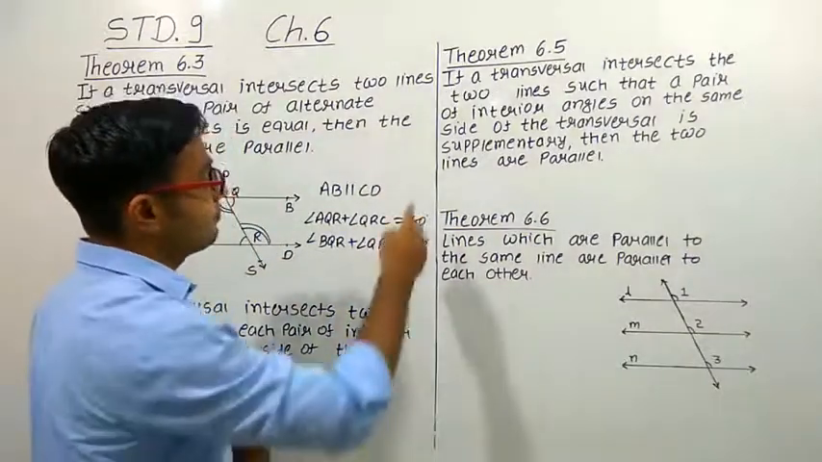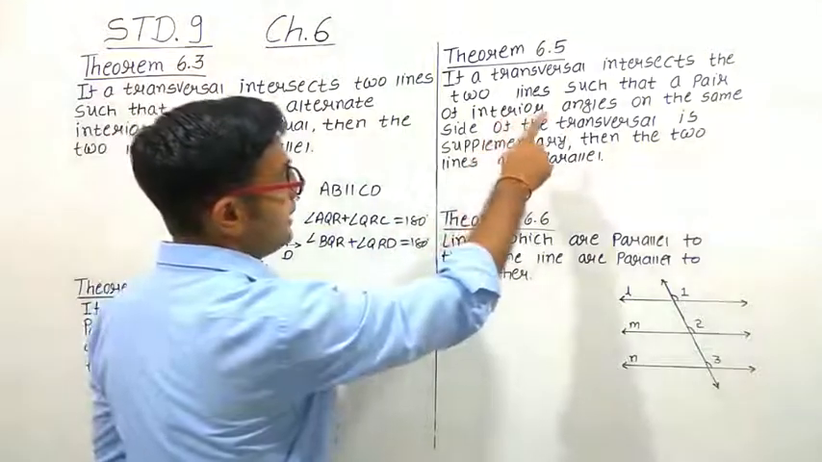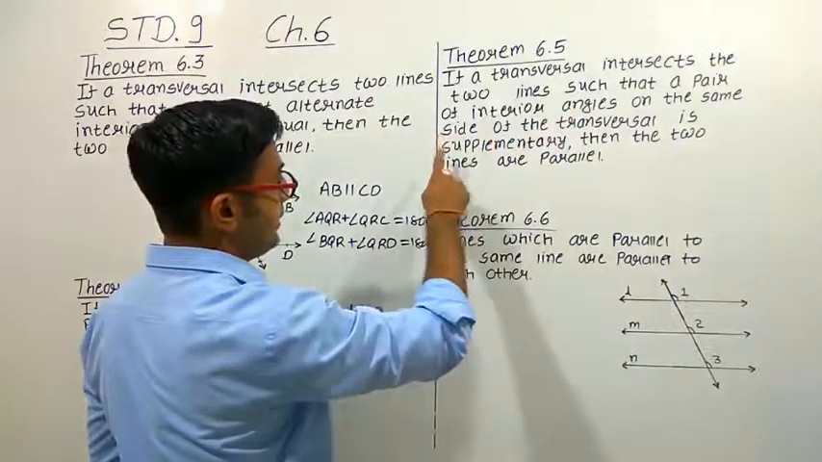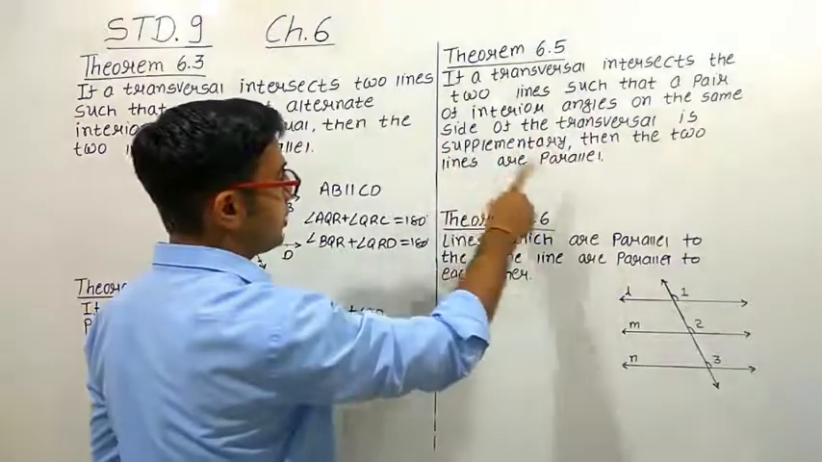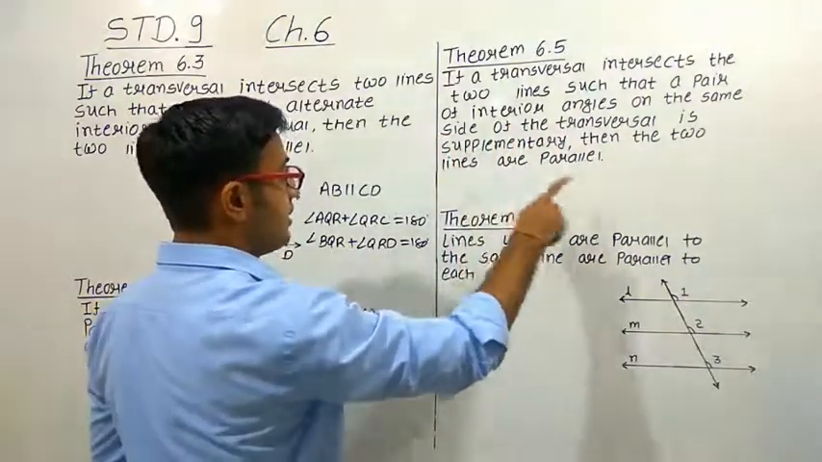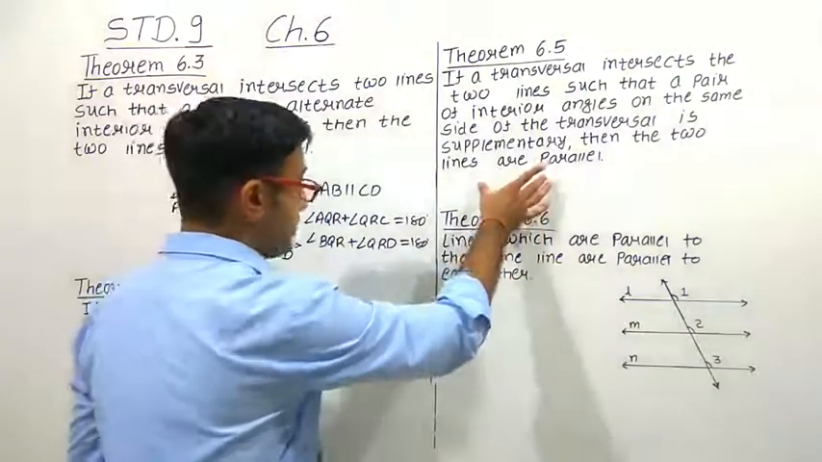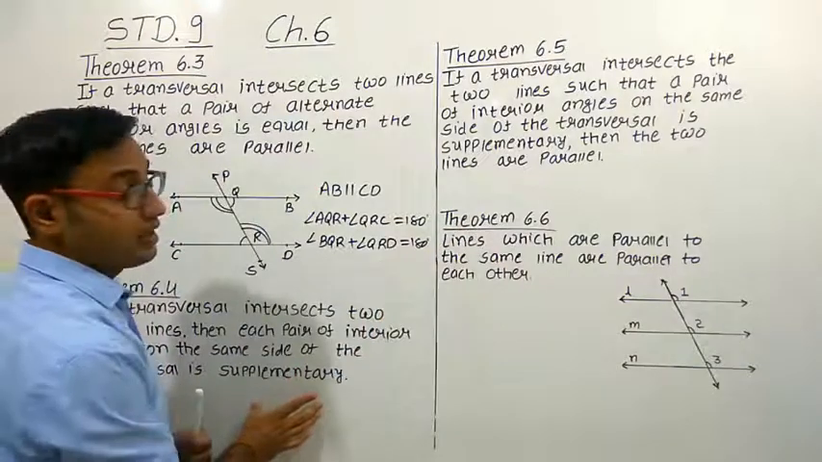The statement is: if a transversal intersects two lines such that a pair of interior angles on the same side of the transversal is supplementary, then the two lines are parallel. So this theorem is the converse of this theorem.